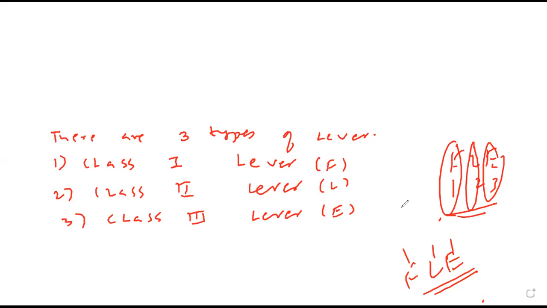Now can I explain with a diagram? How to remember? FLE. Like we said, 1, 2, 3 move. So FLE: first is first class, second class, third class. F in the center is first, L in the center is second, E in the center is third. So we are drawing the diagram of all the three.